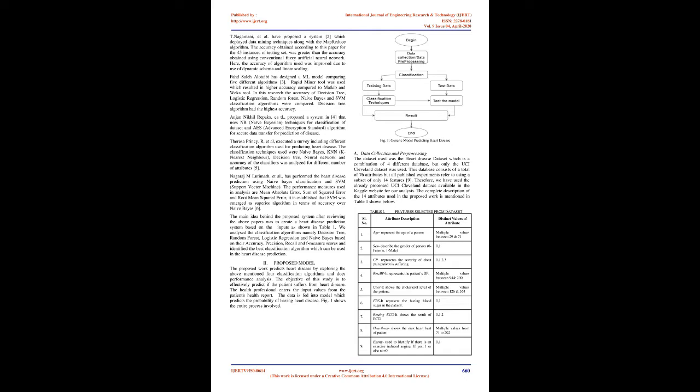T. Nagamani et al. have proposed a system which deployed data mining techniques along with the MapReduce algorithm. The accuracy obtained according to this paper for the 45 instances of the testing set was greater than the accuracy obtained using a conventional fuzzy artificial neural network. Here, the accuracy of the algorithm used was improved due to the use of dynamic schema and linear scaling. Fahd Saleh Alotaibi has designed an ML model comparing five different algorithms. The RapidMiner tool was used, which resulted in higher accuracy compared to MATLAB and Weka tools.